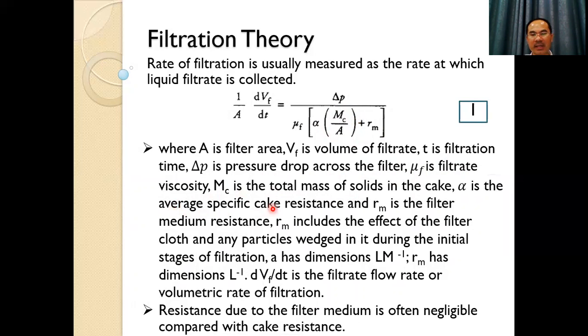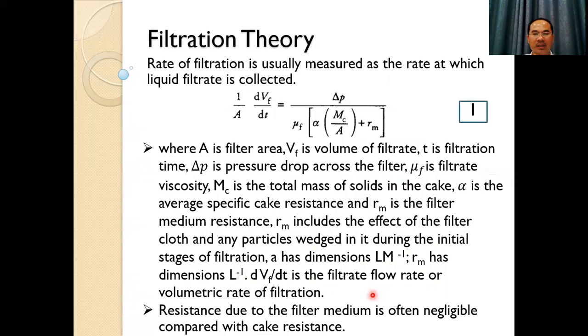Alpha is the specific cake resistance. Rm is the filter medium resistance. For this case, Rm includes the effect of the filter cloth and any particles within it during the initial stage of filtration. The dimension of Rm is expressed in length per mass. That's right. Its dimension is length per mass. dV by dt is the filtrate flow rate of filtration.